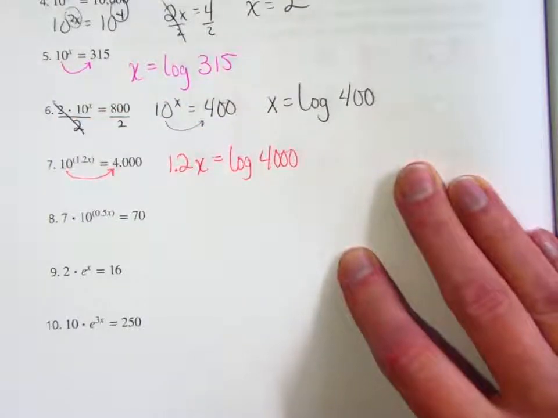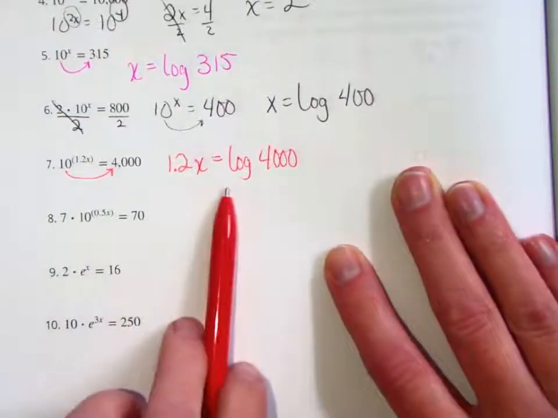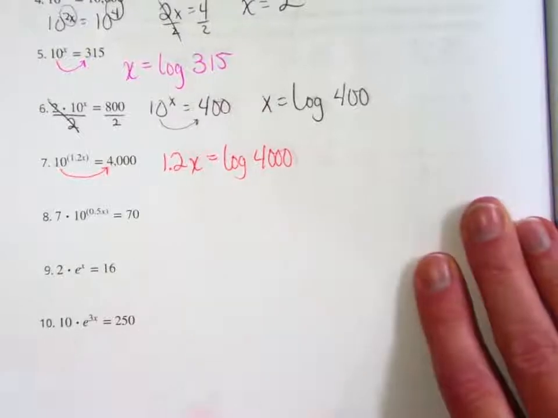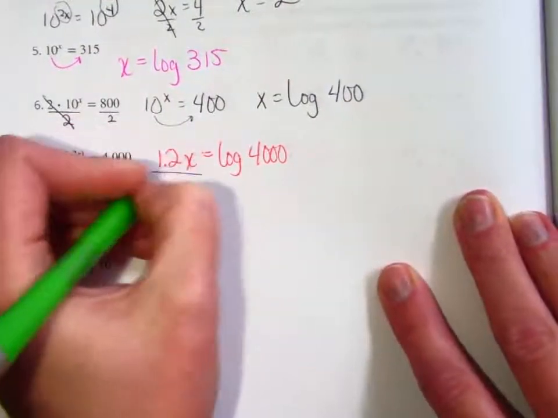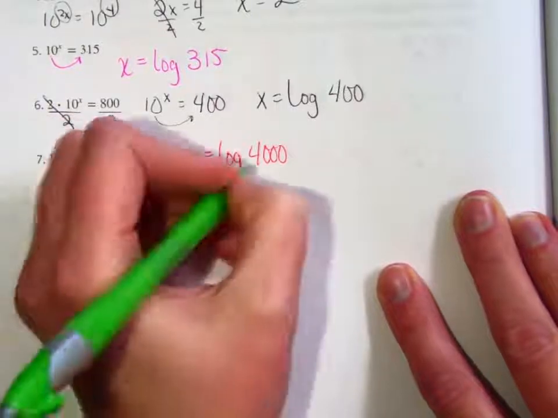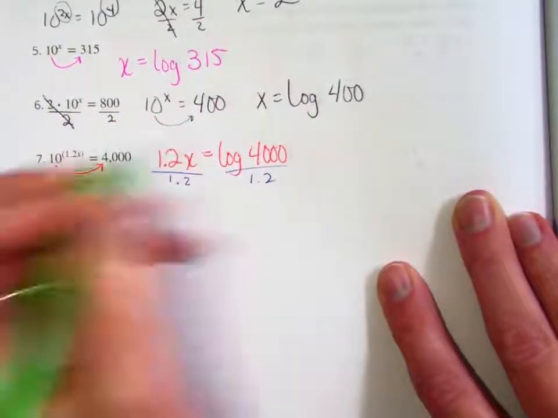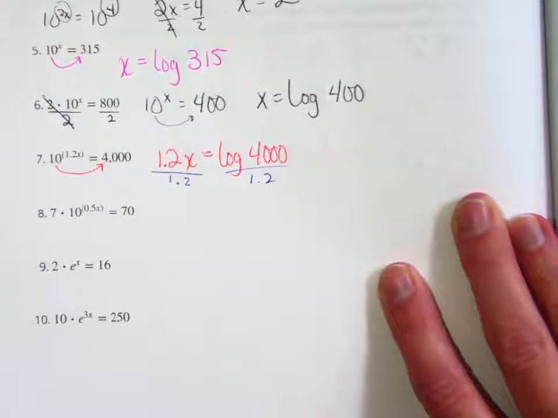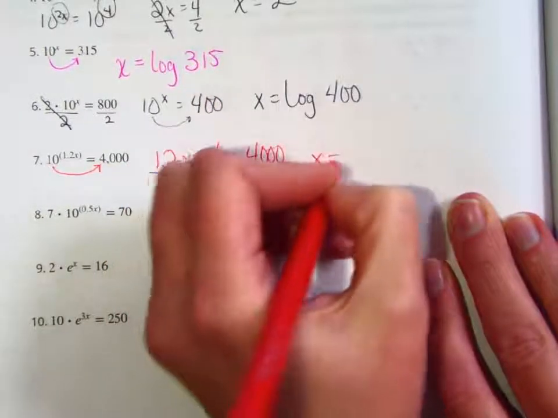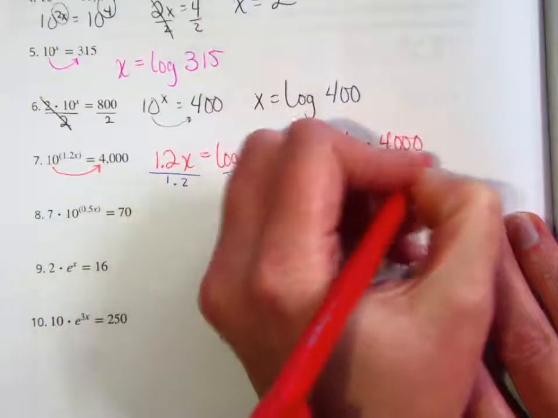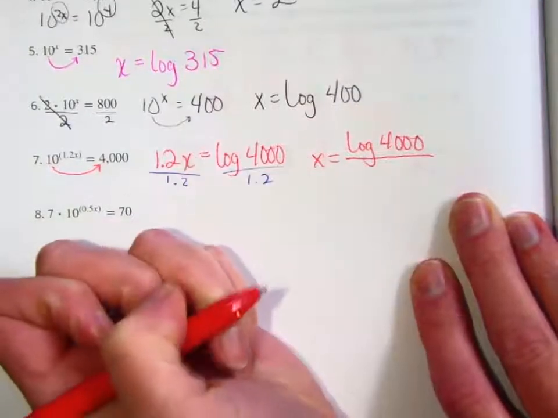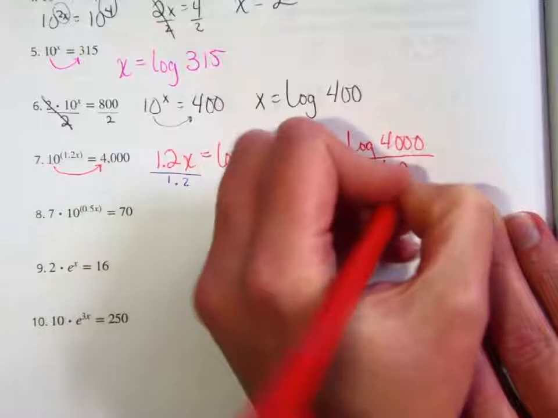Now the log of 4,000 is not an exact value that I can calculate. I would get some kind of a decimal going on there. So if I need to keep this exact, there's only one more step I can take, and that is to get the x by itself by dividing both sides by 1.2. So that's going to be our final answer here. x equals log 4,000 divided by 1.2.